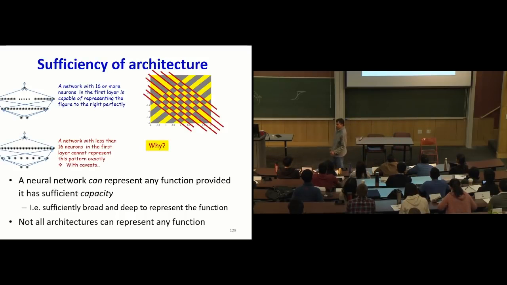To see how this happens, let's take a look at this simple case where instead of having 16 neurons in the first layer, I have only 8 neurons in the first layer. I allow you infinite neurons in the second layer. But in the first layer, I'm only allowing you 8 threshold neurons. Can you model this function? No. Why not? Bottleneck. Explain. Anybody?